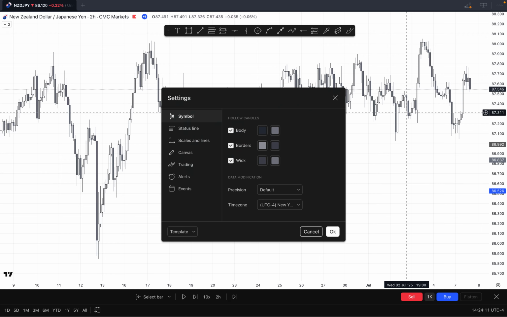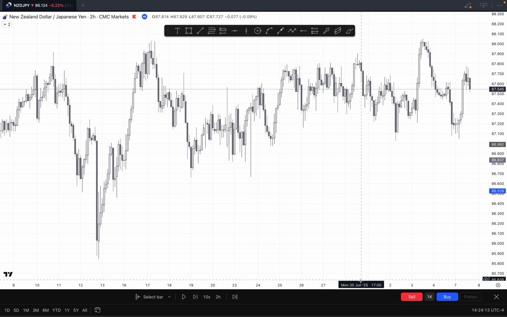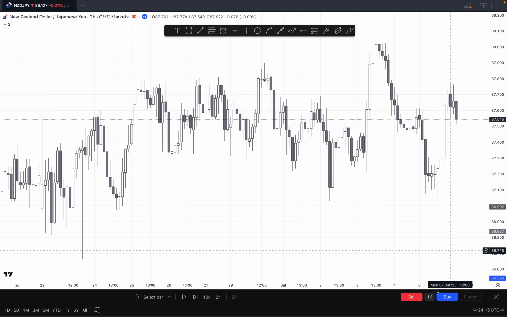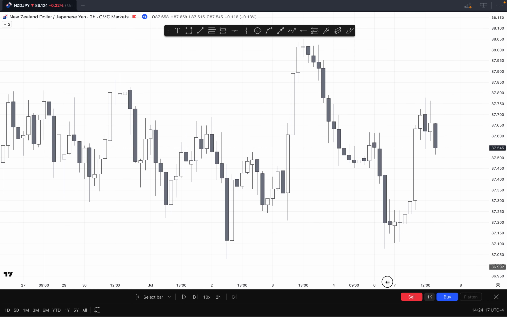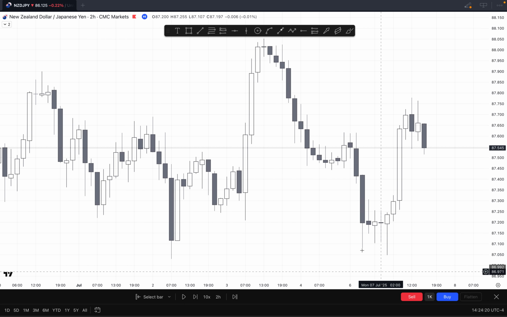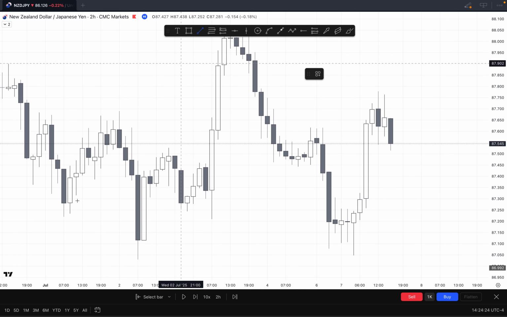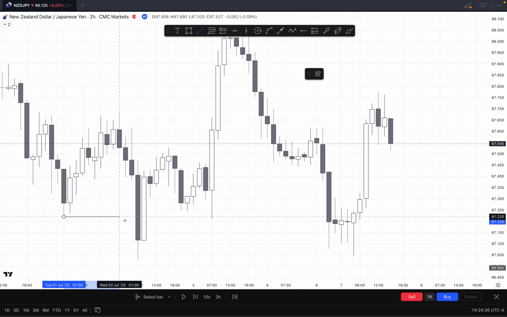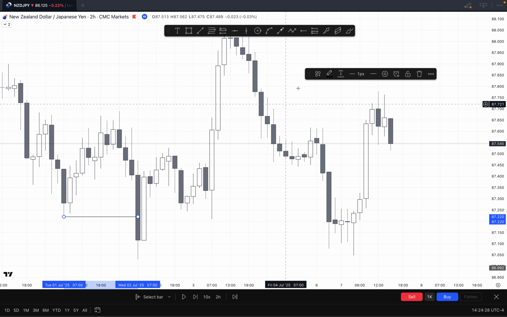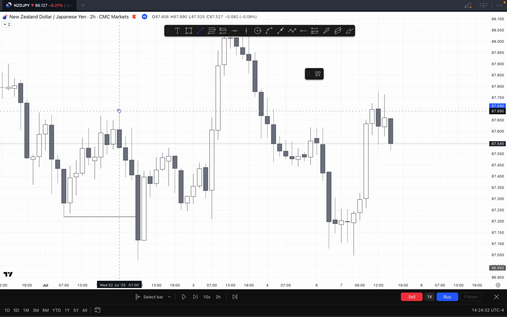Alright, let's do this the right way. And so what I'm seeing, we're seeing a structure here on the 2 hour. Another data structure here, 2 hour.